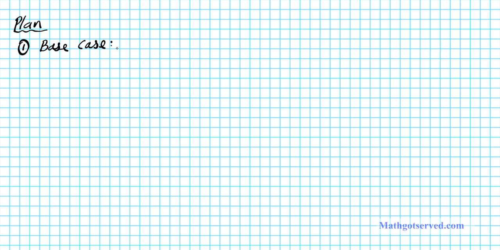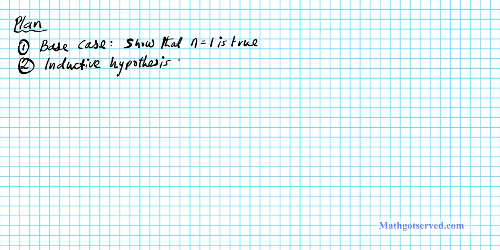So for the base case, we're going to have to show that n equals 1 is true. That's the foundation, or the base case. Step 2 is the inductive hypothesis. We're going to make an assumption here. We're going to assume that n equals k is true for some n in the set of natural numbers.